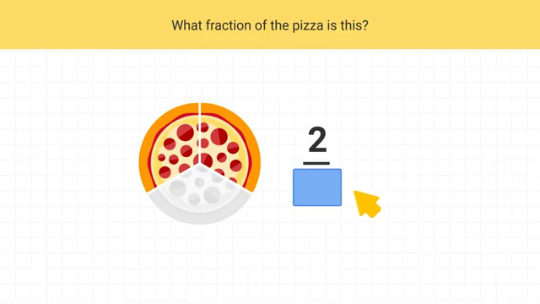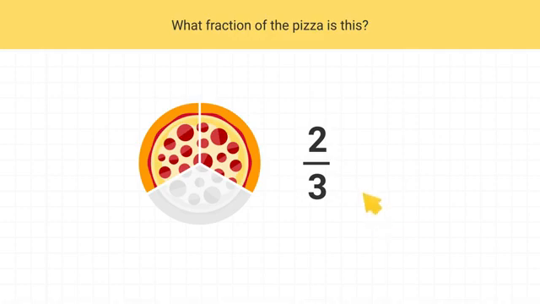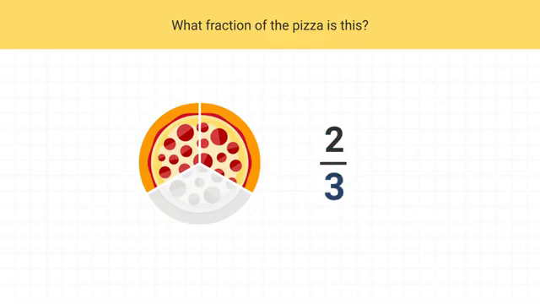Now let's find the bottom number of the fraction. Remember, this number will be the total number of pieces in the pizza. How many pieces are in the entire pizza? It would take 1, 2, 3 pieces to make a full pizza. So the bottom number of our fraction will be a 3. What is this number called? The bottom number in a fraction is called the denominator. And there it is. Our fraction is 2/3, which we can read as 2/3.